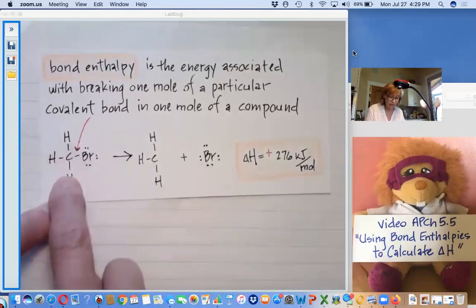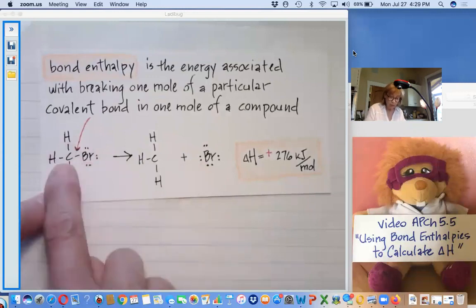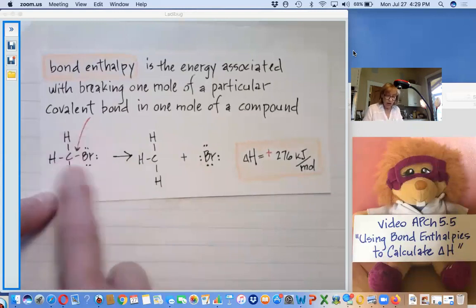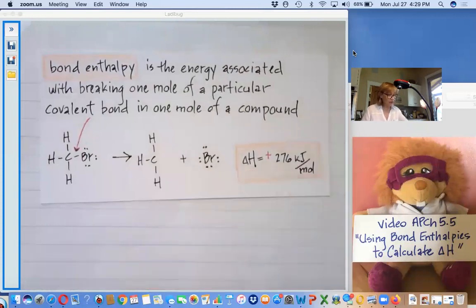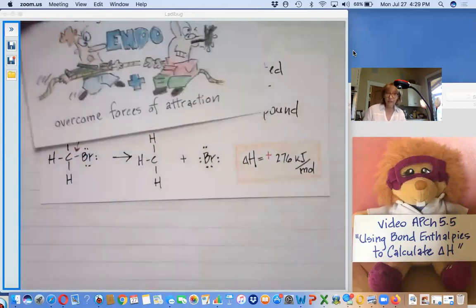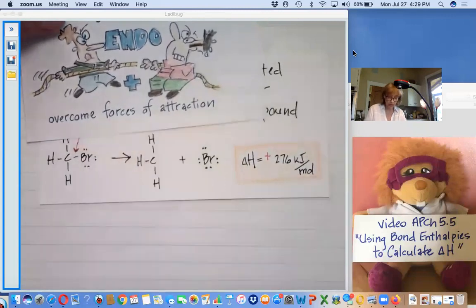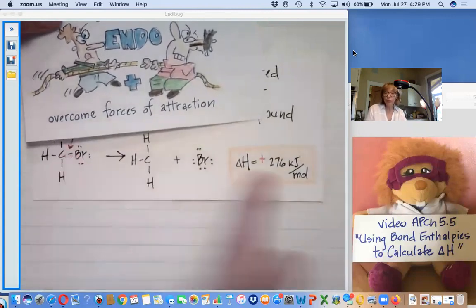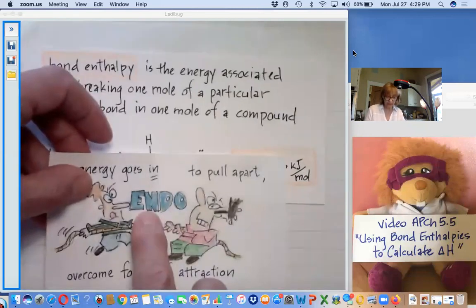So if I had a mole of this compound and I wanted to break the carbon to bromine bonds in a mole of those, I would essentially get these two pieces, and the energy that has to go in, again, to break a bond or overcome forces of attraction here, would be 276. Notice again, it is an endothermic process.